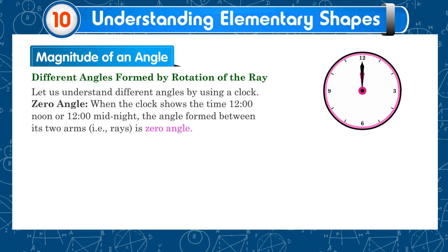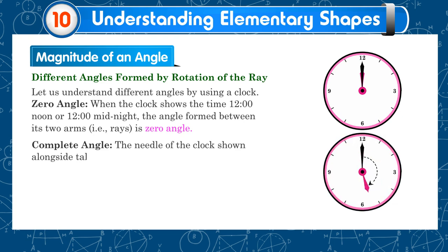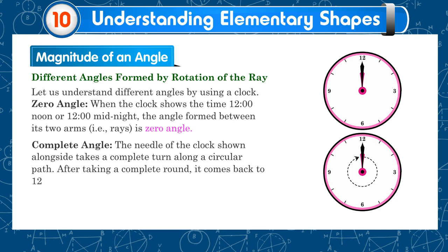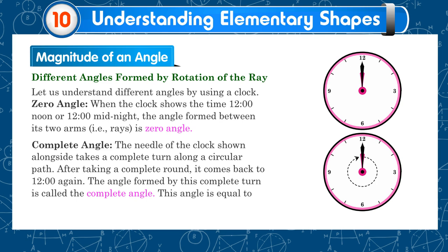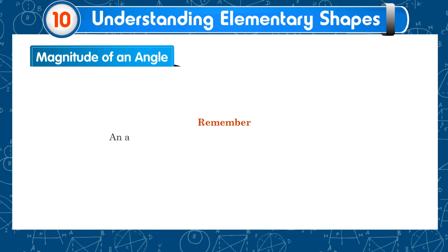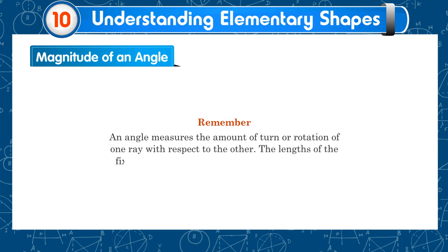Complete angle. The needle of the clock shown alongside takes a complete turn along a circular path. After taking a complete round, it comes back to 12 again. The angle formed by this complete turn is called the complete angle. This angle is equal to 360 degrees. Remember, an angle measures the amount of turn or rotation of one ray with respect to the other. The lengths of the fixed and moving rays do not affect the size of the angle formed by them.